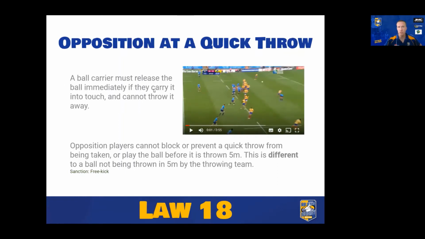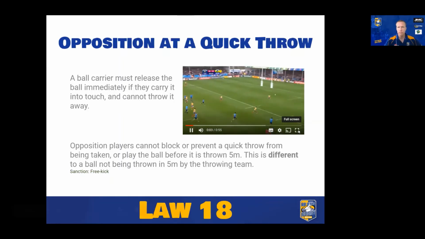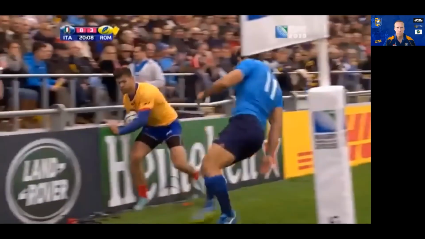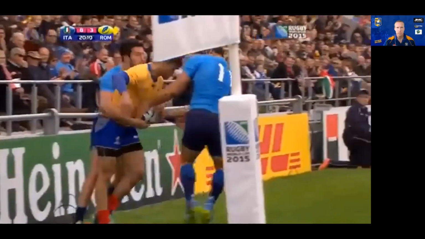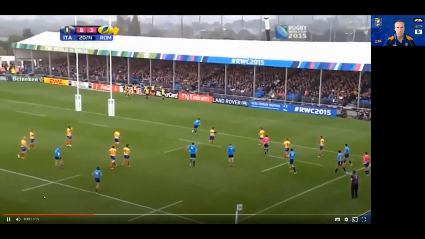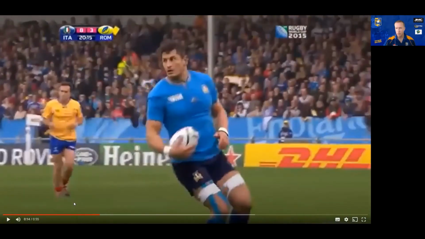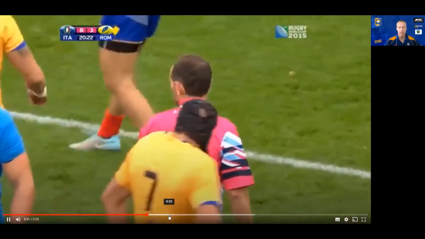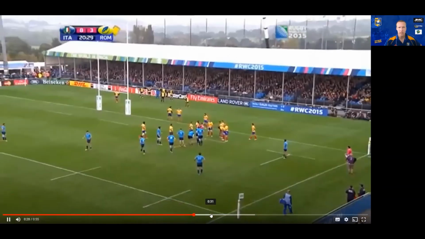Also, the ball carrier must release the ball immediately as they carry it into touch. Here's a good example of the ball carrier releasing it immediately. But you'll see there was an infringement as well. You might have picked it up. Click through the replay.